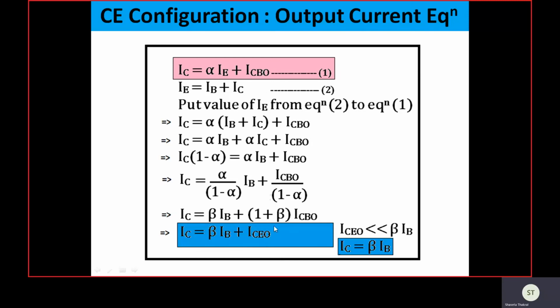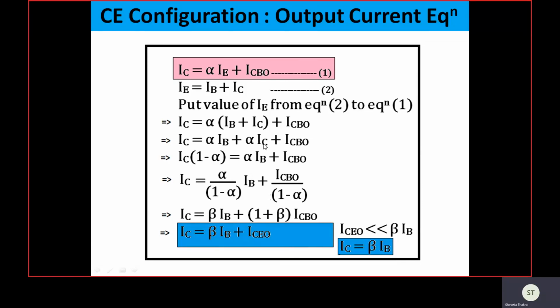We can go through this derivation. Initially we have taken the equation of current for the common base configuration, that is a standard current equation. We put here the relation between emitter current, base current, and collector current, that is IE is equal to IB plus IC. We take it as equation number 2 and put the value of IE from equation 2 into equation 1. When we put this value, we get IC is equal to alpha times IB plus IC plus ICBO. When we open the bracket, IC is equal to alpha IB plus alpha IC plus ICBO. So IC is on the left side and IC is also on the right side.